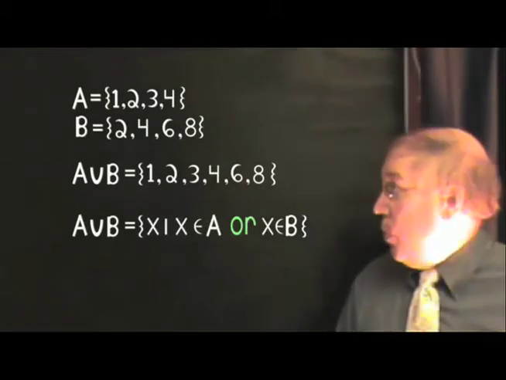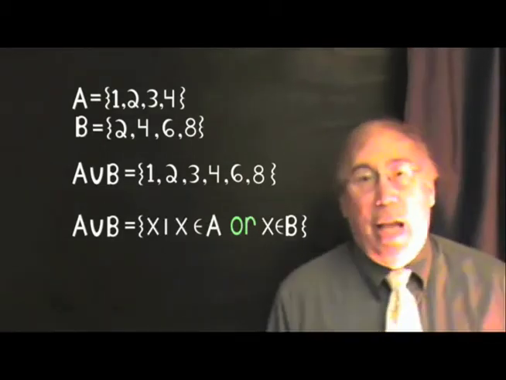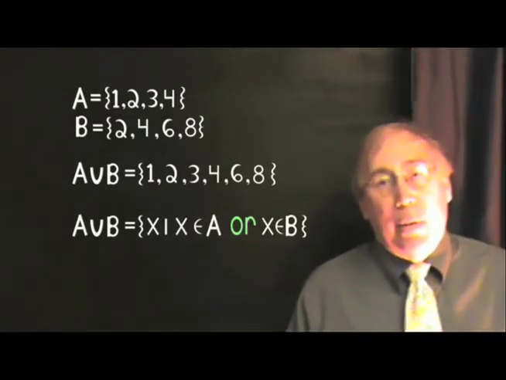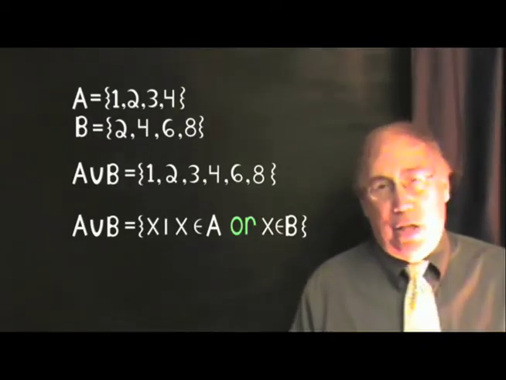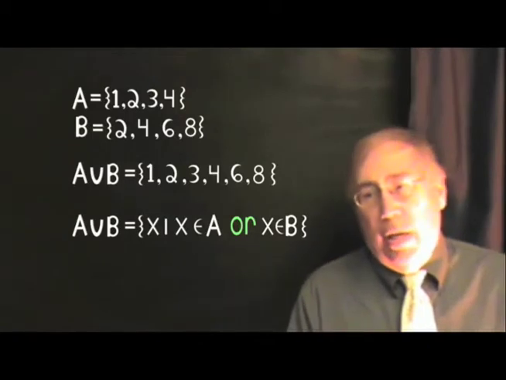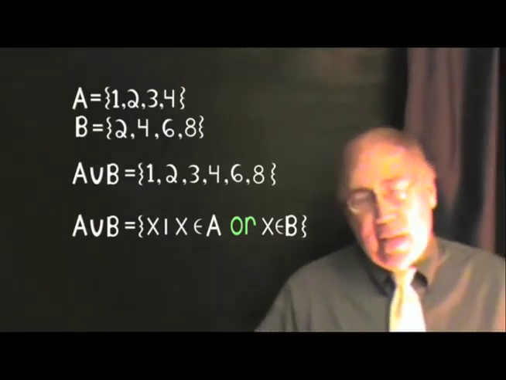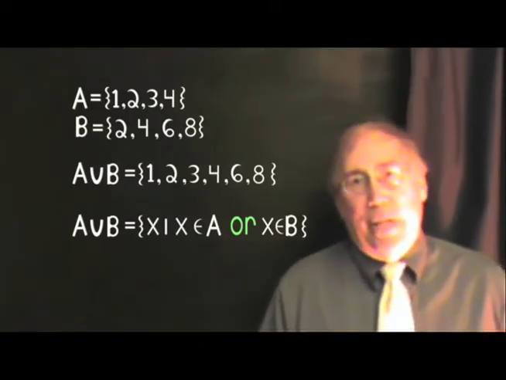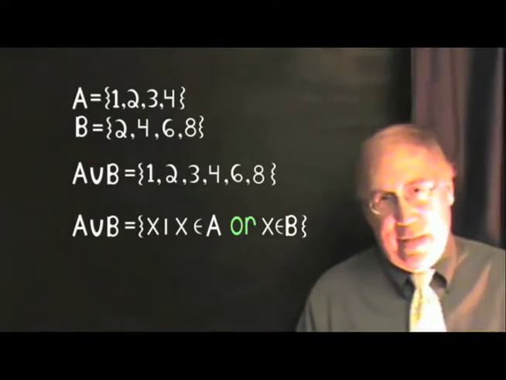And here's a fancy way of saying it. It's that A union B equals the set of all x's such that x is an element of A or x is an element of B. That little E shape there represents element.